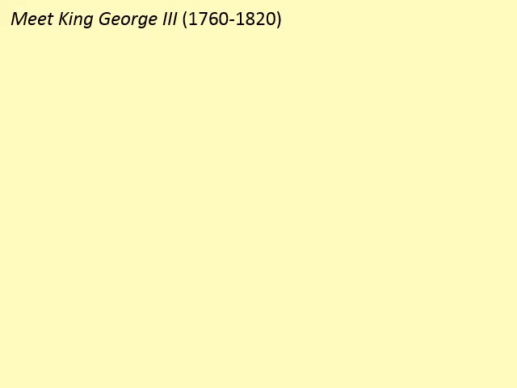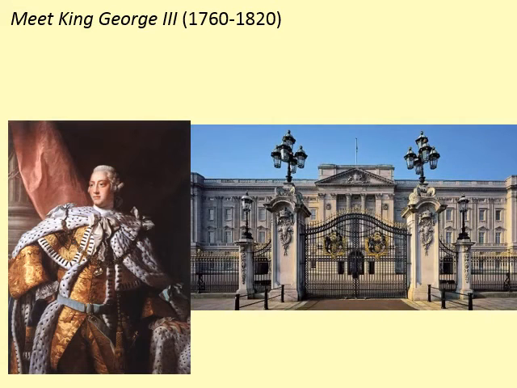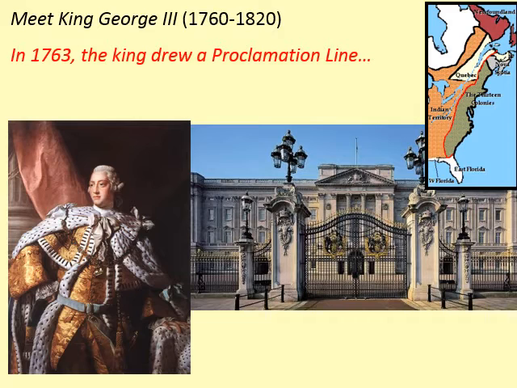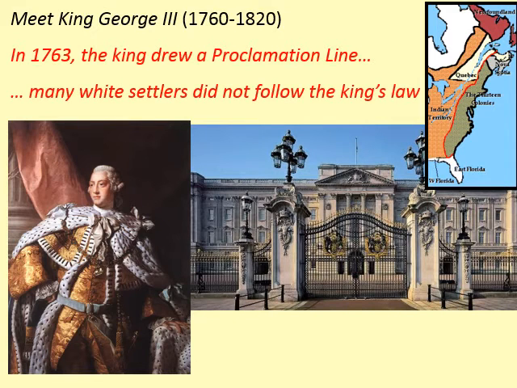So we'll begin by meeting King George III. Here's a painting of him made around the time we're looking at here, the 1760s. There's his home, Buckingham Palace. And remember, he drew a proclamation line along the colonial area after winning that war against the French. However, many white settlers did not follow the king's law.